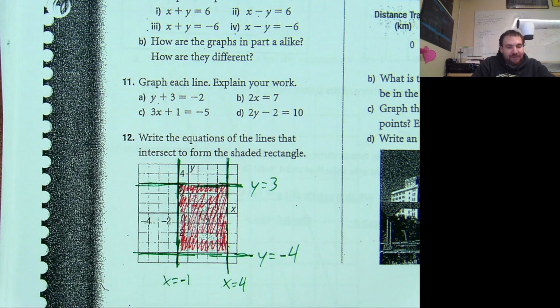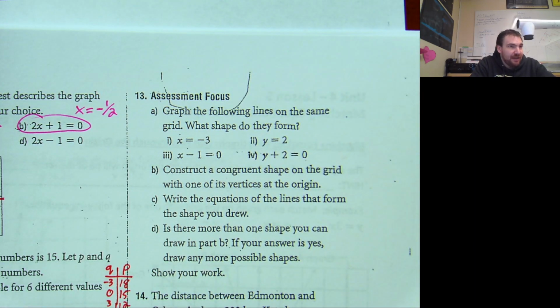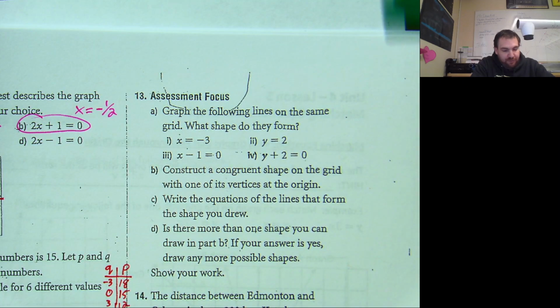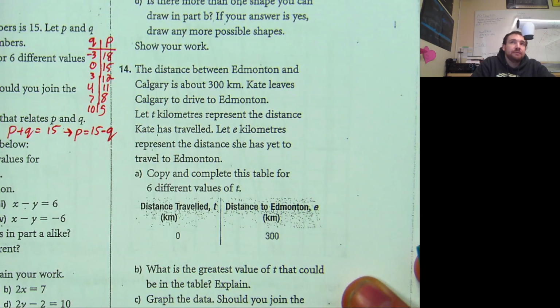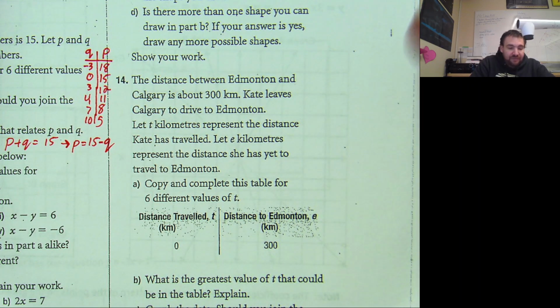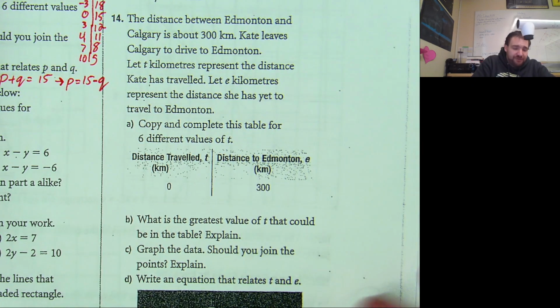Construct a congruent shape on the graph with one of its vertices at the origin. A shape the same size would be 13b. So it would be a square with the same side lengths, but you'd put it at the origin instead of wherever this one was. And then 14, are we cool with 14? Actually, 14 is a long one. Comments, questions, concerns, no issues?